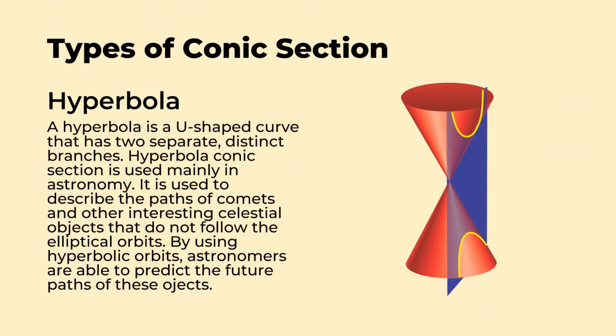Next up of the conic section is the hyperbola. The hyperbola is a U-shaped curve that has two separate distinct branches. It looks like a U basically. So what do we use hyperbola for in our daily lives? It's mainly used in astronomy. It's used to describe the path of comets and other interesting celestial objects that do not follow elliptical orbits. So we have different types of celestial objects and comets, right? Not all of them follow the same orbit. So by using this hyperbolic orbit, astronomers are able to predict the future path of these objects. So they kind of know where they go and when they'll come.